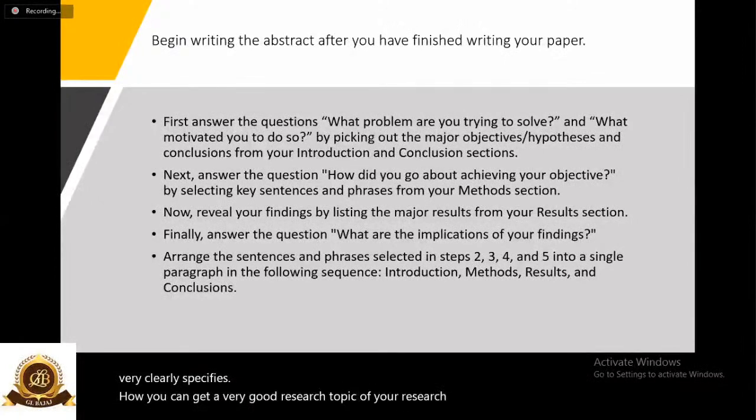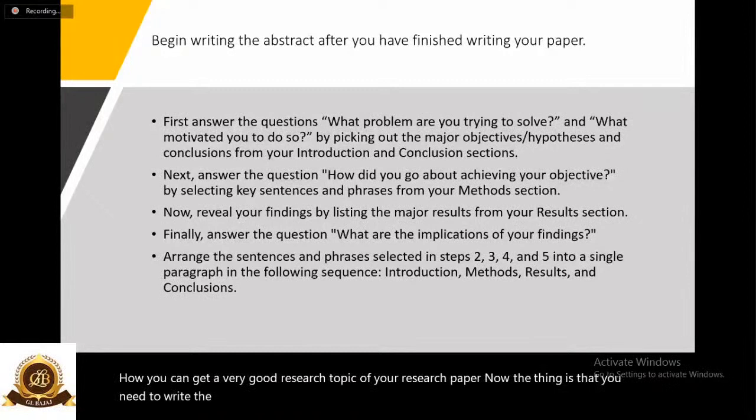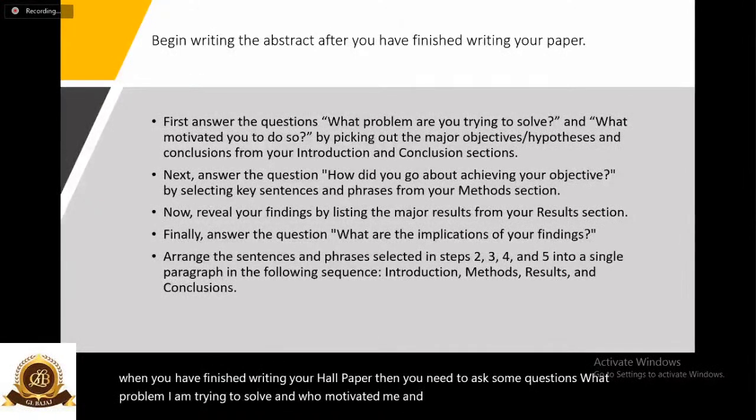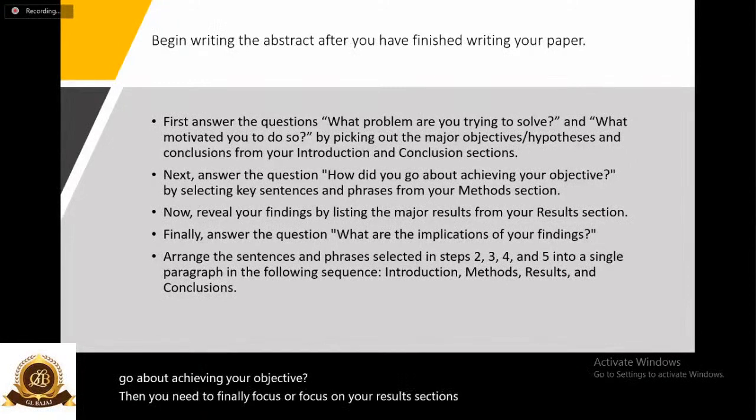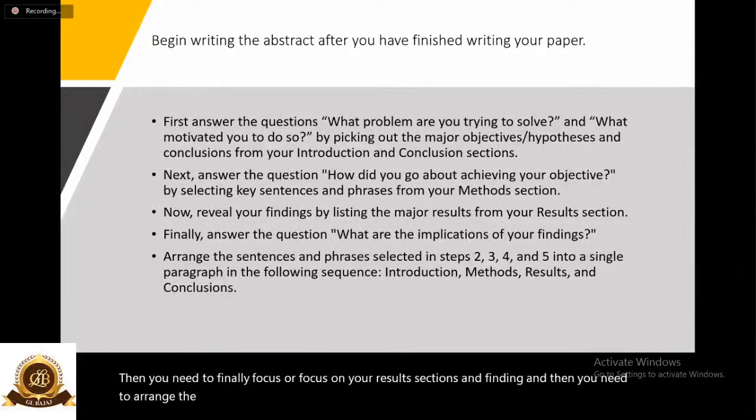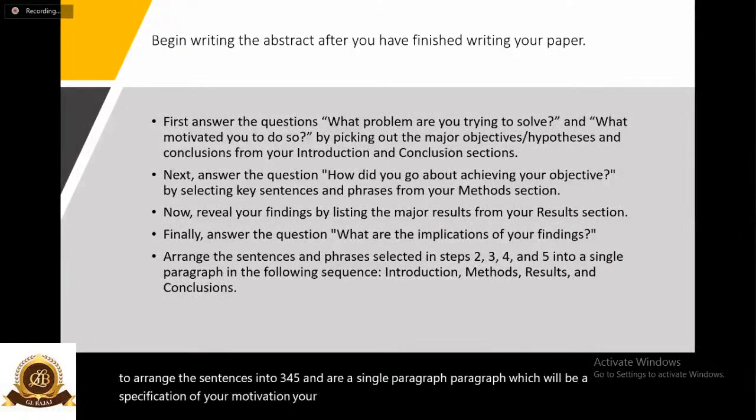Now, the thing is that you need to write the abstract normally once you have finished writing your whole paper, because when you have finished writing your whole paper, then you need to ask some questions: what problem am I trying to solve and who motivated me, and then we need to pick out the major objectives, the hypothesis, and the conclusion. Then you need to answer the question, how did you go about achieving your objective? Then you need to finally focus on your results section and findings, and then you need to arrange these sentences in 2, 3, 4, 5 sentences in a single paragraph, which will be a specification of your motivation, your objective, your results, your implication. Then nobody can stop you from getting a very clearly defined abstract.